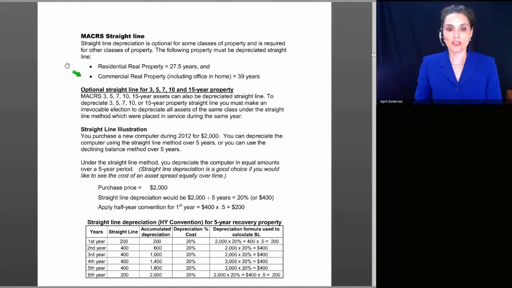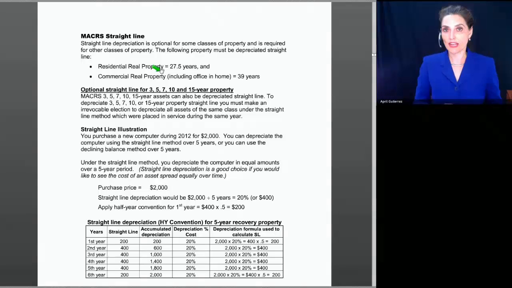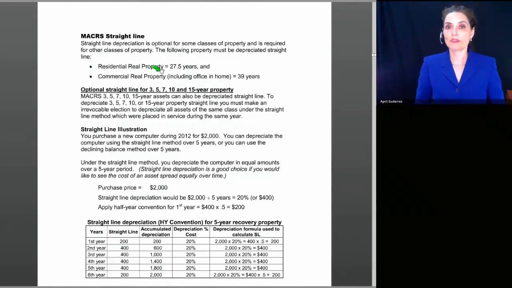and commercial real property, including office and home, is 39-year property. Now, I pointed out including office and home here because I often see tax practitioners assume that because the office is in the home and the home is residential, that 27.5 years would apply. But residential is referring to the use of the property, and if you are using it for your business, it's not being used for residential rental income, it's being used for a business.